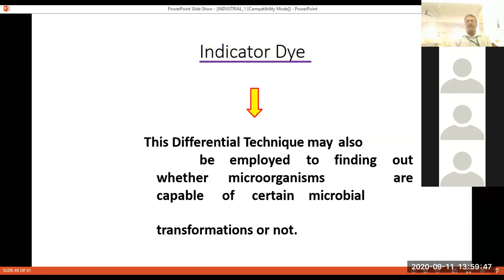Now, the indicator dye technique. This is a differential technique that may also be employed to find out whether the organisms are capable of a certain microbial transformation or not. Really, we call it a transformation when a strain utilizes the carbon source or not. Okay.